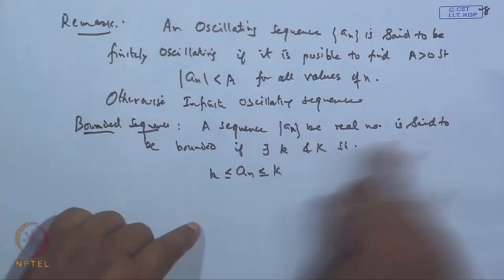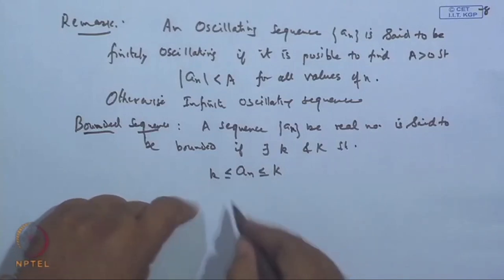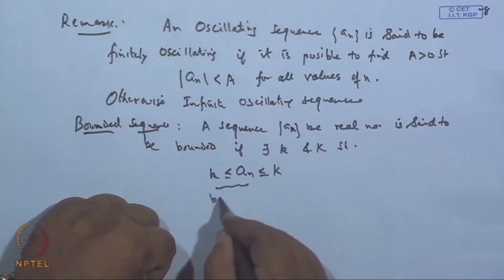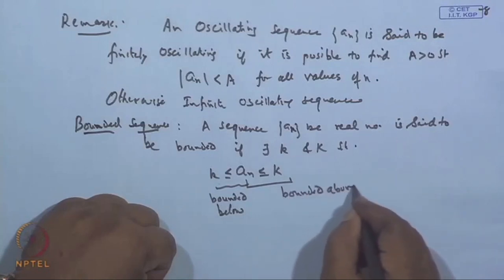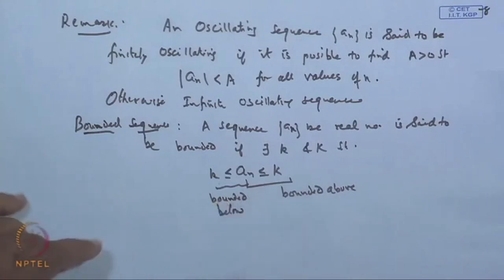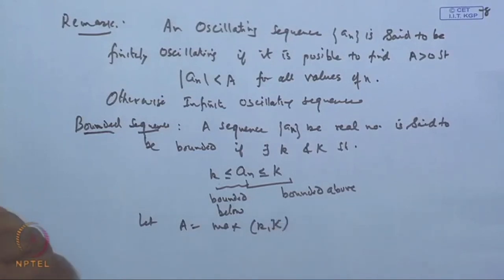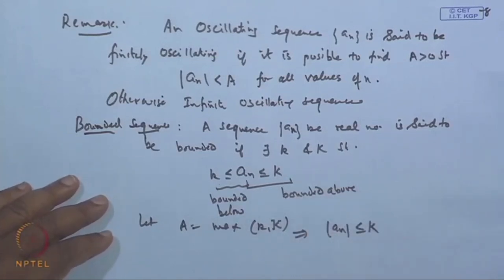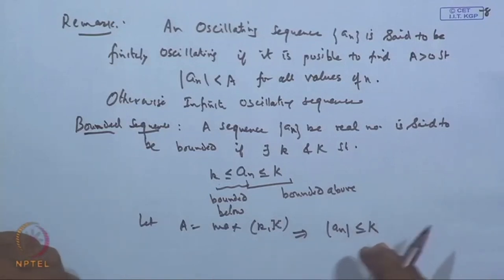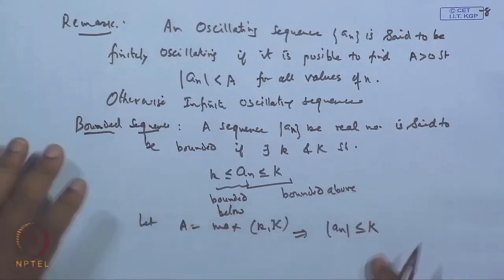So, a sequence a_n is said to be bounded below if there is a small k such that all the terms of the sequence are greater than or equal to k. This gives bounded below, while this gives bounded above. And if we combine both these and let capital A be the maximum of k and capital K, in fact this is capital K only, then in that case mod of a_n is less than or equal to K. Then we say this sequence is bounded. So lower bounded, above bounded, and bounded.